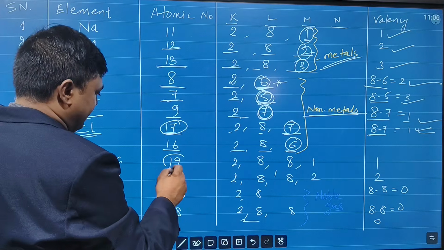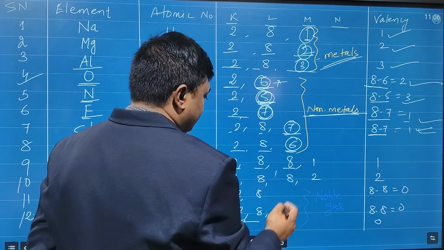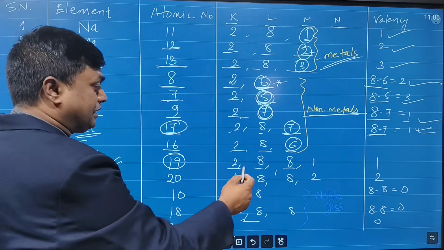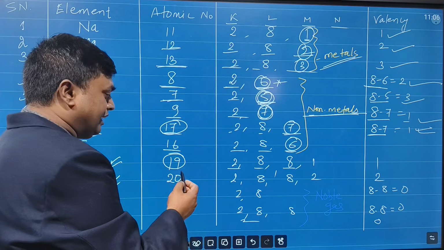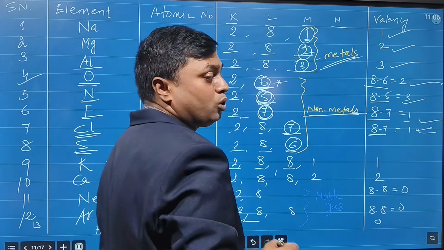Let's talk about potassium and calcium also. Potassium atomic number is 19. Electronic configuration: first shell 2, next 8, next we cannot give 9. See, 2 plus 8, 10 only. So 19 is there, so 10 is already filled. How many remaining? 9. We cannot give 9 electrons to the third shell.